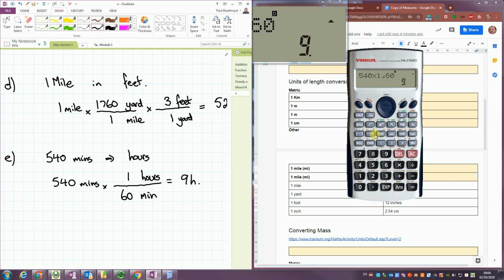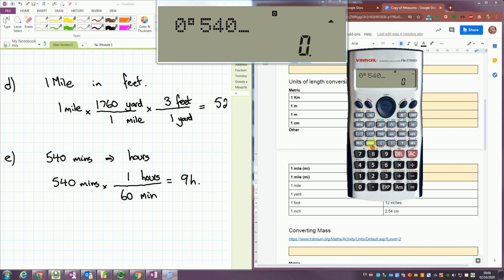The reason I'm showing you that one is if I use this degree minute second button, I can say 0 hours, 540 minutes, no seconds. When I press equals, I get told 9 hours. This is equivalent to hours, minutes, seconds. That's why I showed you what the dash and double dash mean. The circle actually means degrees, but it works with time as well.